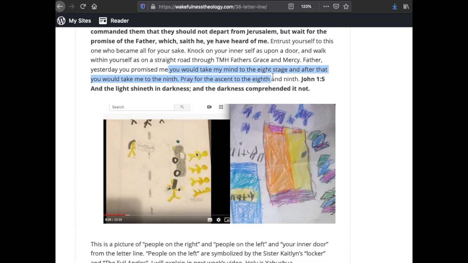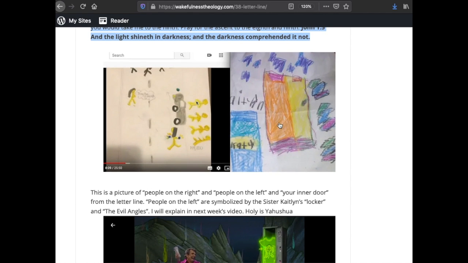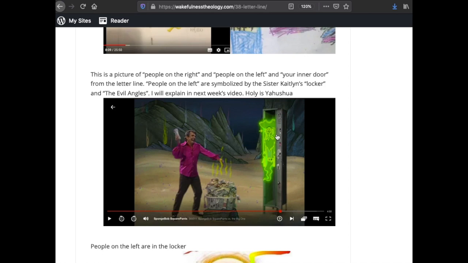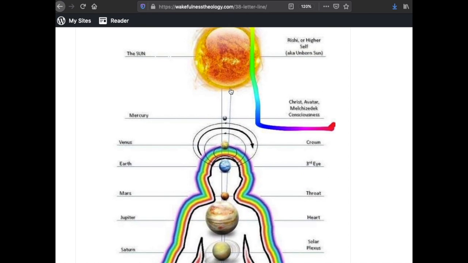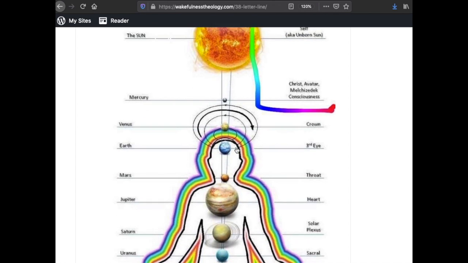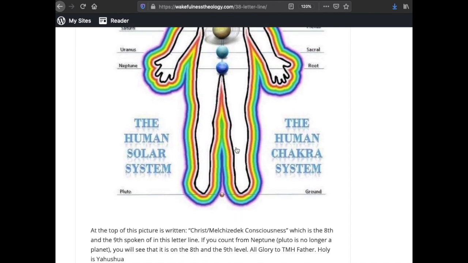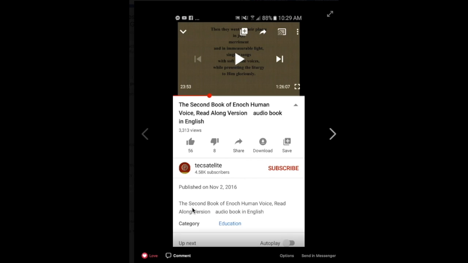But like I said, this is the second book of Enoch, the book of secrets of Enoch. You can find the planetary system in chapter 30, verse 4. And if you want to look into the 10th heaven, it's in chapter 20, verse 2 and 3, and then chapter 22, verse 1. And that's talking about Arabah.